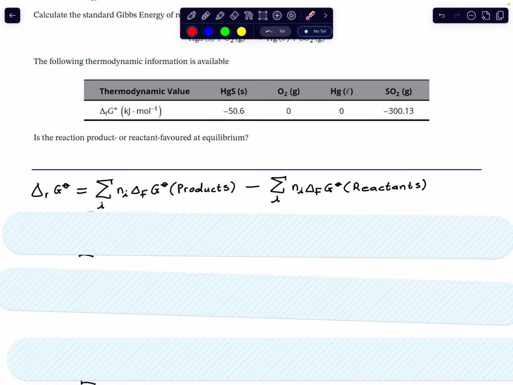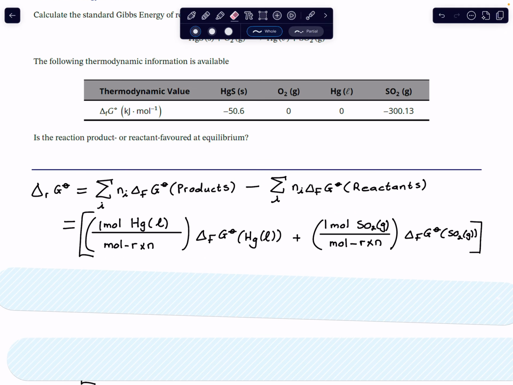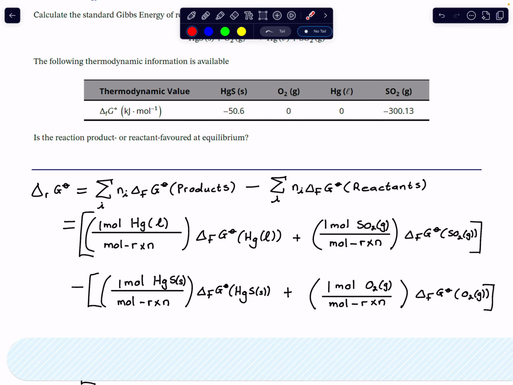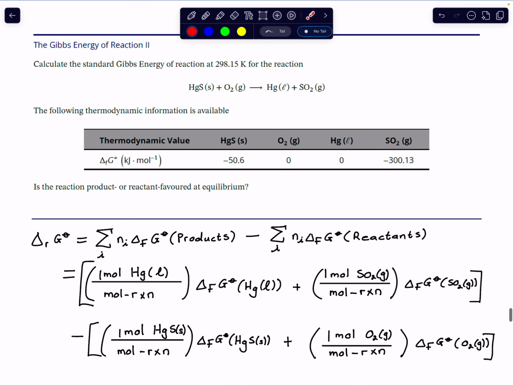So if we write out what the mechanics look like, we will see that our products are of course mercury liquid multiplied by the mercury liquid formation Gibbs energy, and of course sulfur dioxide, and each of them only have 1 mole, so the stoichiometric coefficient of that is 1 mole. All right, and I write out the units for that, so it's 1 mole of mercury liquid per mole reaction that forms, 1 mole, etc. And that's then subtracted from that, we have the reactants. So you do the same for that.